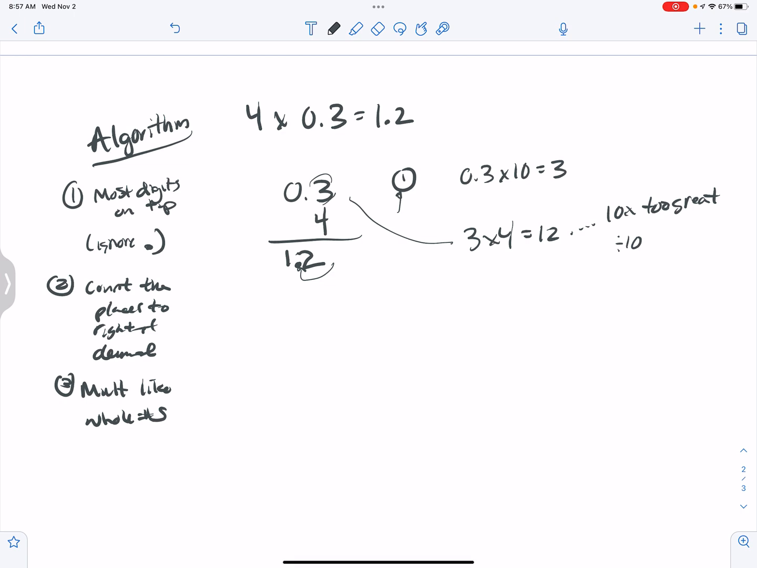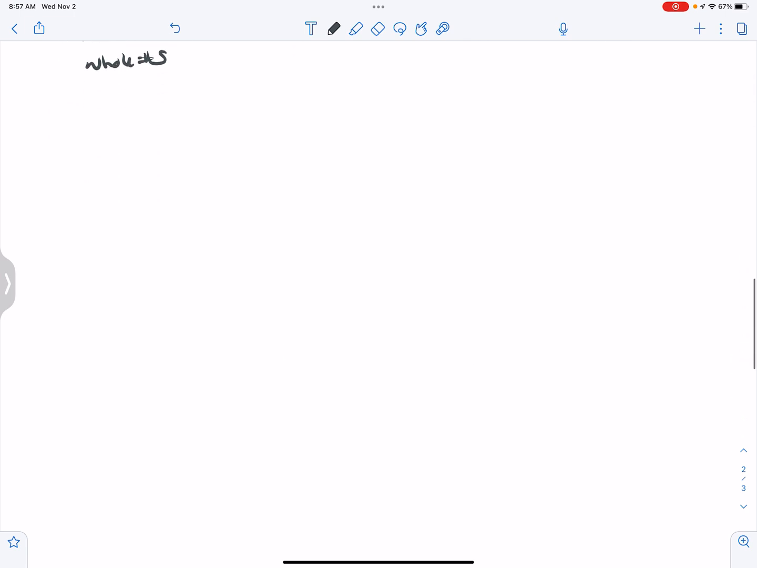So again, the algorithm: you just line them up with the most digits on top, ignoring that decimal point, count the places to the right, and give yourself that reminder there that it is going to be 1. Then you do your multiplication, and then put your decimal point back in that number of places. So let's jump into decimal multiplication.